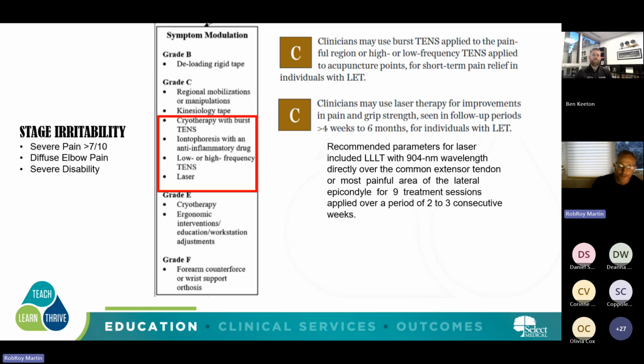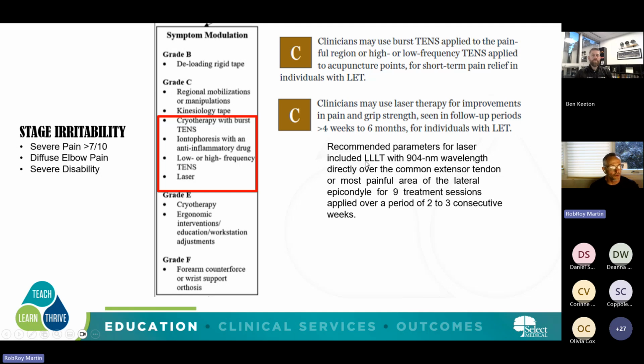So each of these comes with a lower level of evidence. What drives the C level of recommendation is usually more cohort studies. These aren't randomized controlled trials. So again, a lower level of evidence comes with a less strong recommendation, more of a clinicians may use these different modalities.